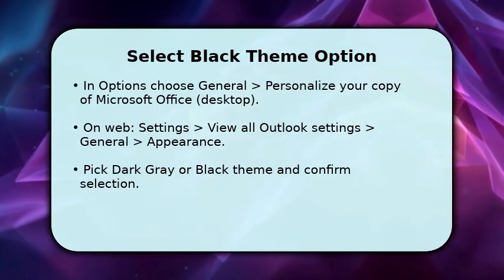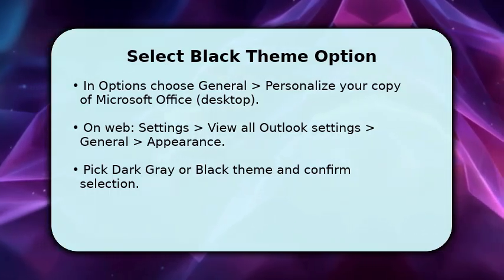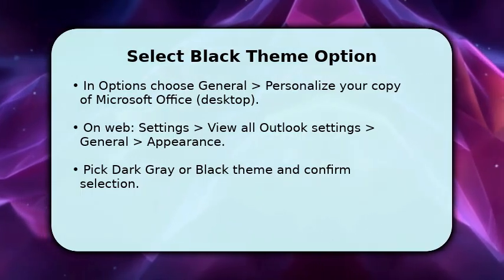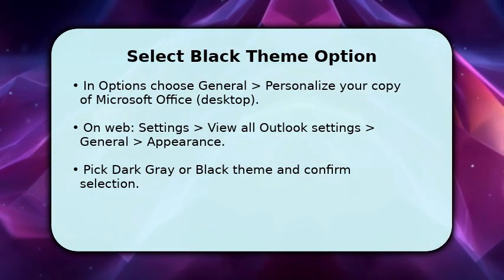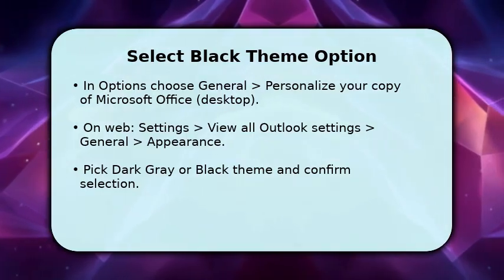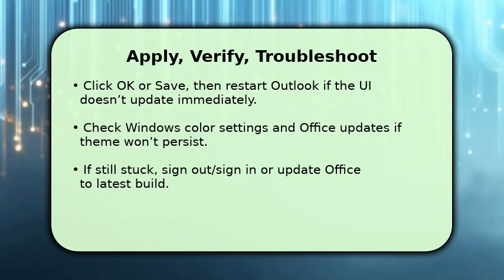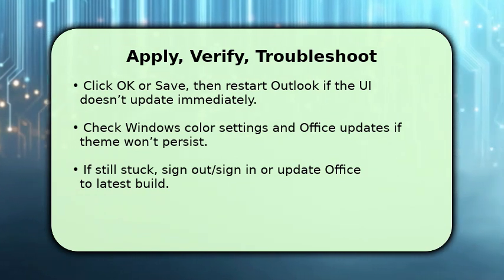You do this because black reduces glare and saves battery on OLED screens, and it ensures message panes and ribbons match the darker palette. Finish by applying and verifying. Click OK or Save, then check that Outlook's UI switches to black. Sometimes a quick restart makes the change stick.